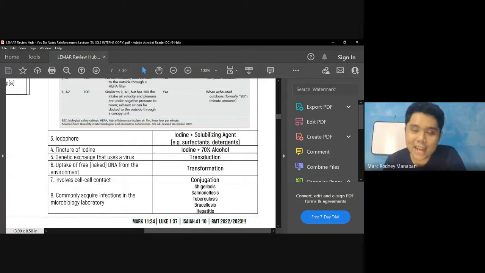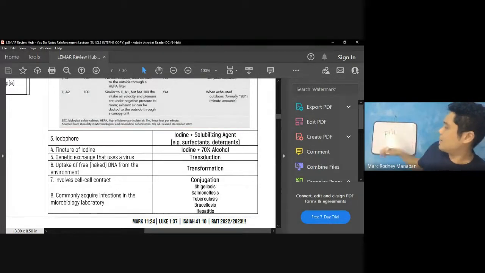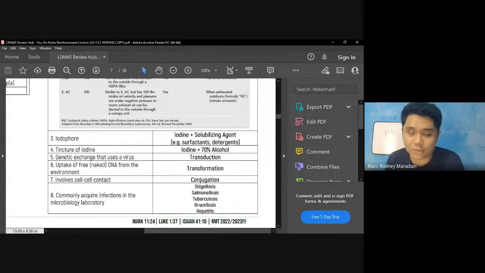Next, if the DNA comes from the environment, like from a dead bacterium, and that DNA is released into the environment and taken up by another bacterium, that is transformation: uptake of free DNA from the environment. And the last one is conjugation: cell-to-cell contact of bacteria for the exchange of genetic material. They usually facilitate this with pili, P-I-L-I. The purpose of pili is conjugation, to connect one bacterium to another for the exchange of genetic material.